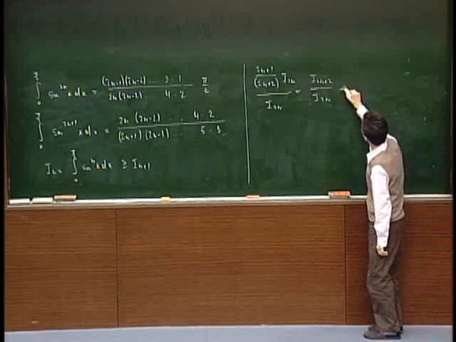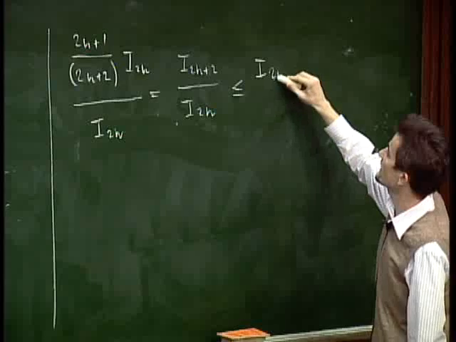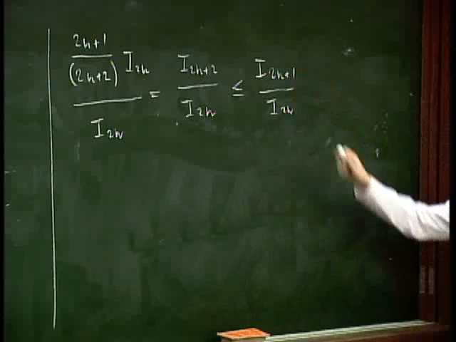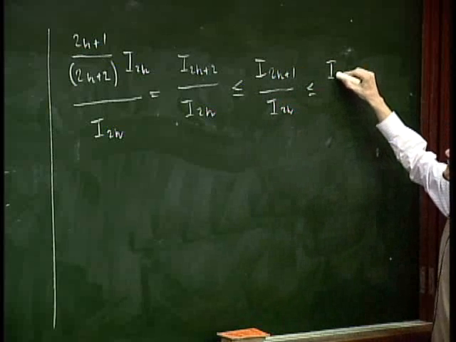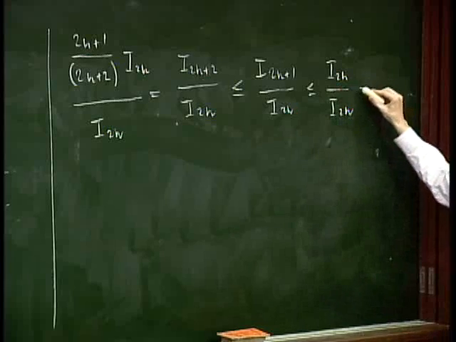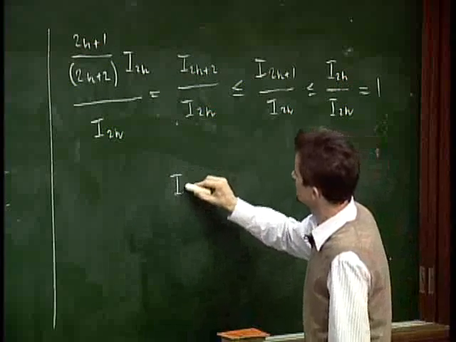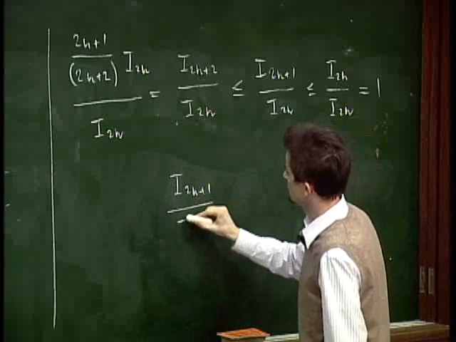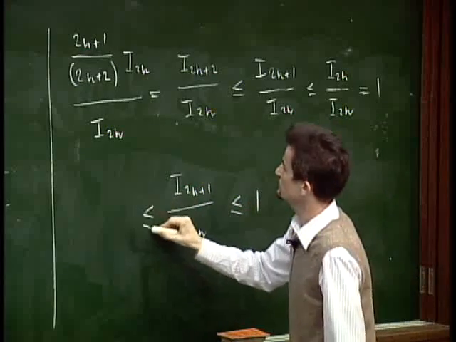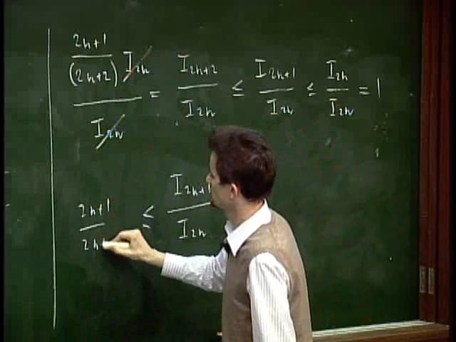Now you see that this here is smaller or equal than, because this sequence is decreasing, I_{2n+1} over I_{2n}. But again, because this is decreasing, it's smaller than I_{2n} over I_{2n}, which is equal to 1. So we have shown that I_{2n+1} over I_{2n} is smaller or equal than 1 and larger or equal than, here you can cancel this, (2n+1)/(2n+2).